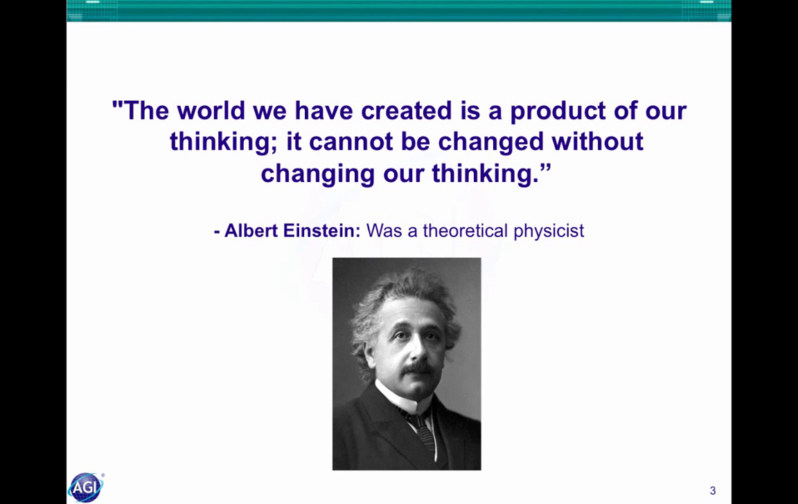This quote from Albert Einstein simply provides context. The world we have created is a product of our thinking. It cannot be changed without changing our thinking.